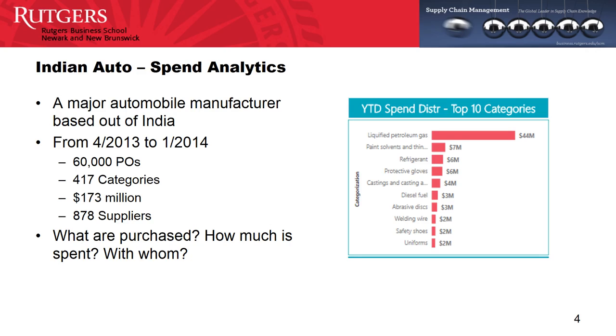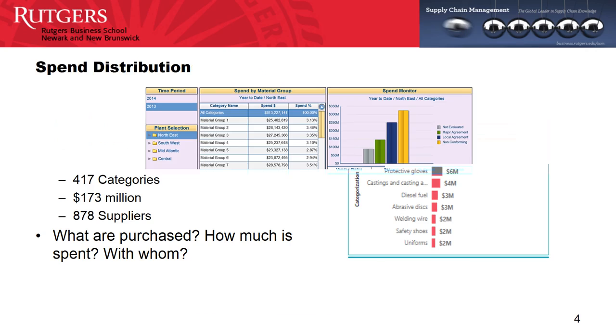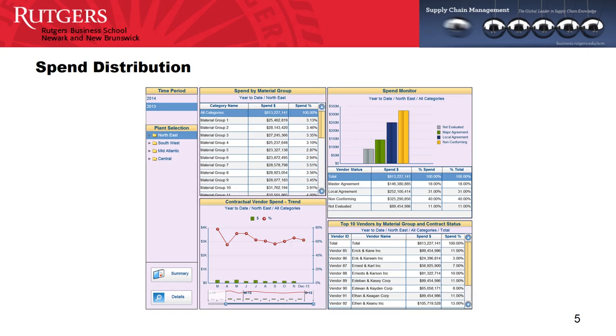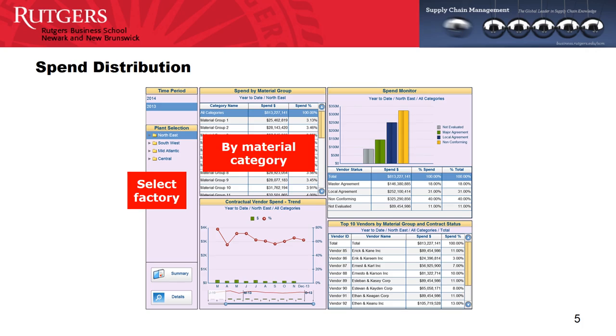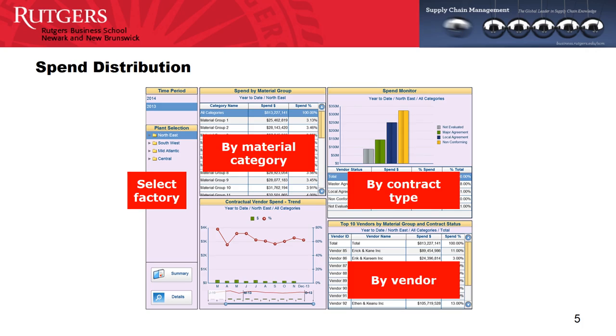The figure on the right shows the top 10 categories of materials purchased. Spend analysis can provide important and real-time information of the total spend by factory or facility, by material category, by the type of contract, by vendor, and also over time in terms of the dollar value and the percentage.